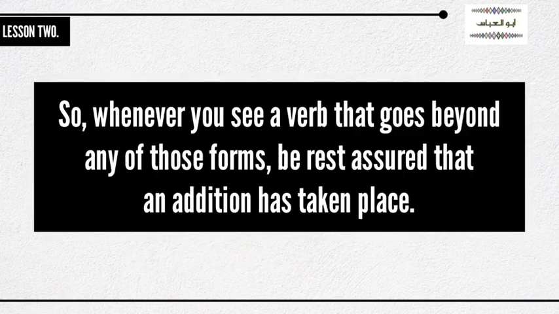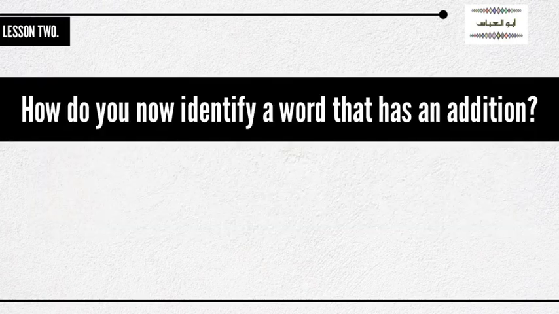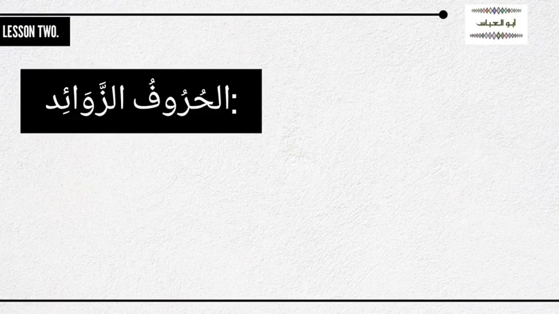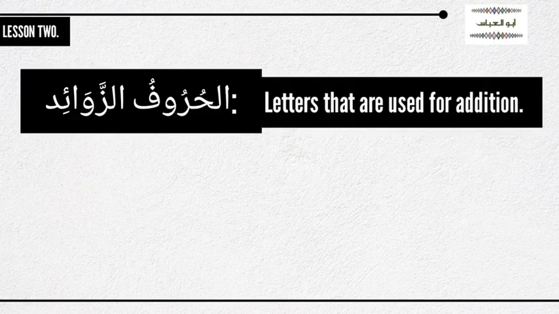So whenever you see a verb that goes beyond that, then you should be rest assured that a particular addition has taken place. But how do you identify that a particular word has an addition? That brings us to what we call az-zawaid. So we have what we call al-huruf az-zawaid. Letters that are used for addition.